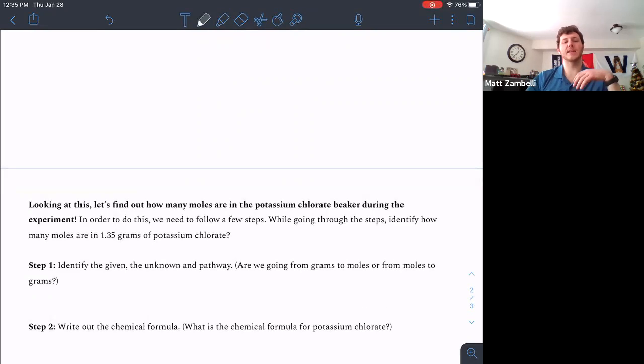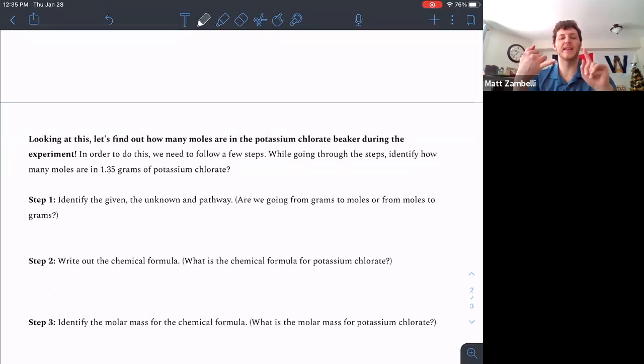So we're looking at this, and let's find out how many moles of potassium chlorate were actually in that beaker when he did that experiment. So in order to do this, we need to follow a few steps. There's 8 of them that we're going to follow. And when we go through these steps, the first thing we need to identify is how many moles there are in 1.35 grams of potassium chlorate. So we're going to figure out how many moles there are in just that small amount of grams. But the first thing we need to do is identify the givens, the unknown, and the pathway.